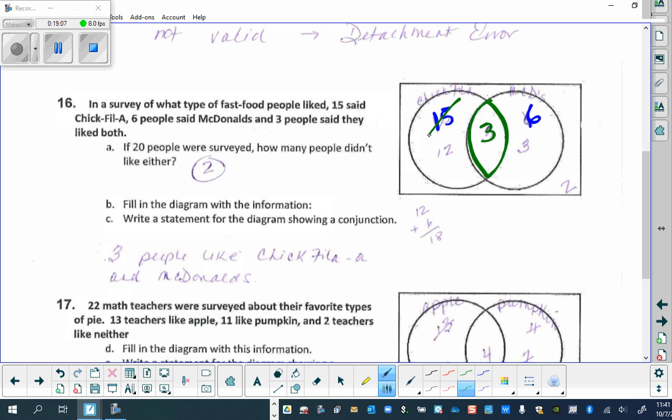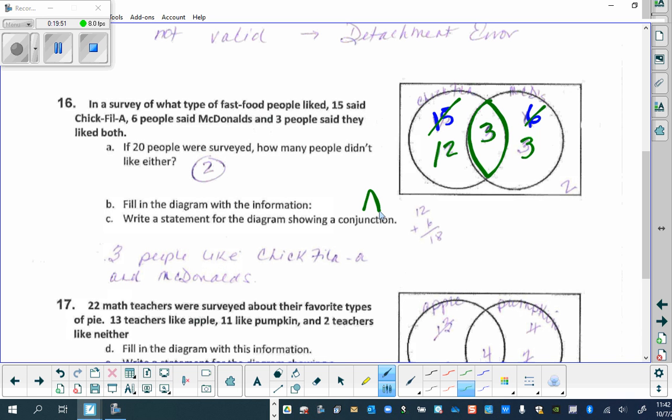So I have to cross off that 15 and recognize that 12 that just like Chick-fil-A plus the 3 that voted twice represent my 15 people. I need to make that same change over here because now the 6 people that like McDonald's are evenly split between the 3 people that like them both and 3 people that just like McDonald's. When you're asked to write a statement showing a conjunction, whether you have the numbers in it or not, I don't care. This is a diagram of the people that like Chick-fil-A and McDonald's.